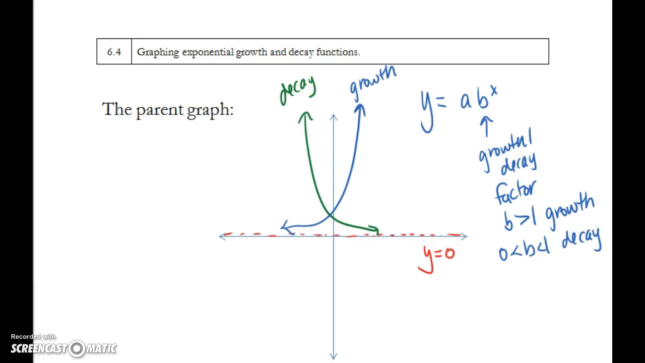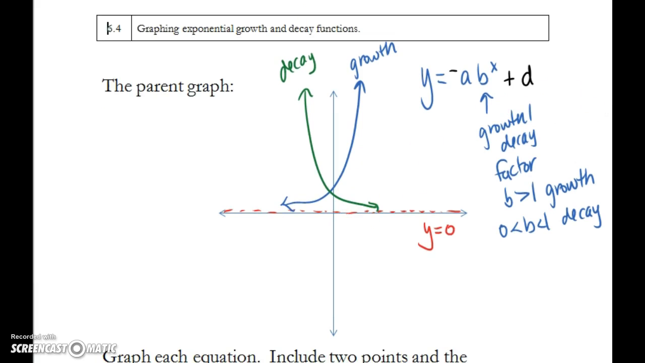Now, if we have a vertical translation, so if there was a plus d other than 0, that would move our graph up or down, and that would include pushing our asymptote in the upwards or downwards direction. If you had a negative in front, that would flip the graph of your function. So a decay would be flipped and look like this. If you flipped a growth, it would look like that.